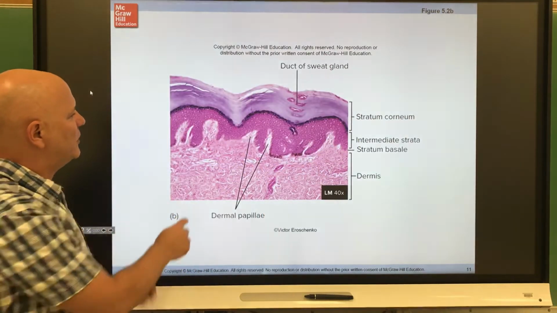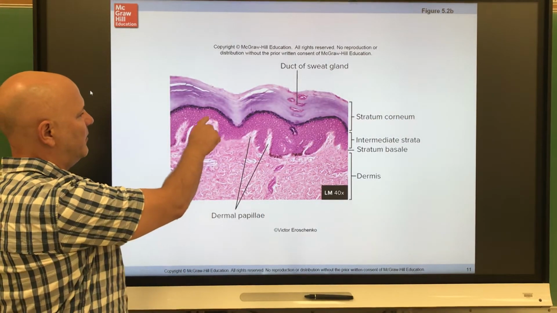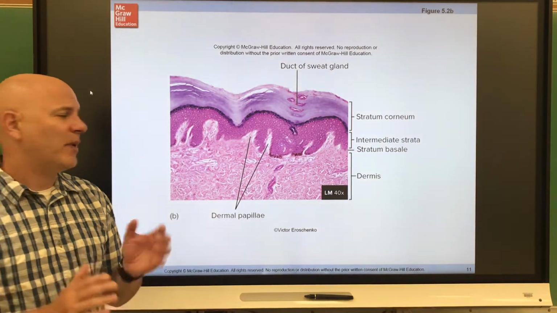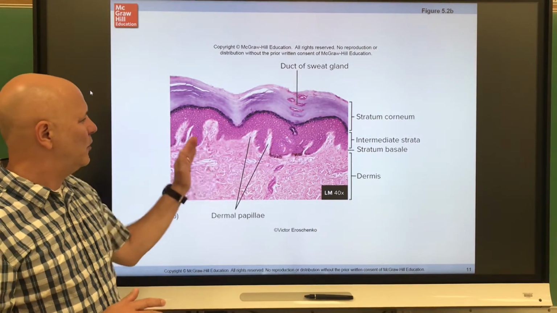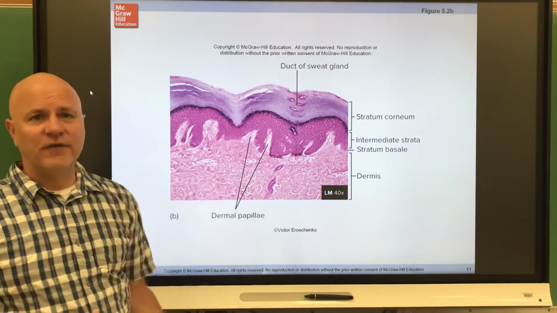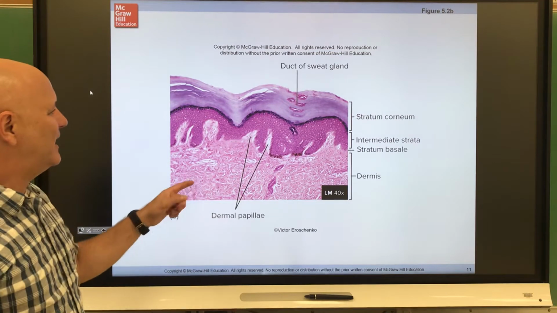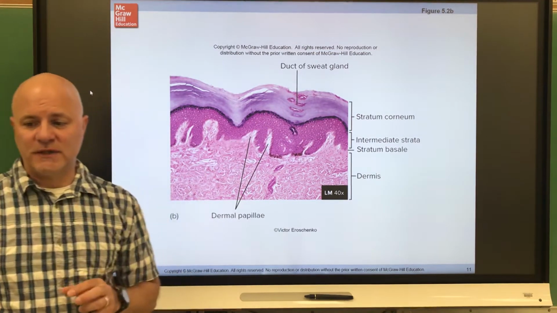This is an actual picture here. You can see the dermal papilla, that's an epidermal ridge, okay? So this is going to hold the two layers of skin together. Instead of being nice and smooth, by having this, it increases the surface area for connection between those two layers. Thick skin amplifies these ridges, all right?